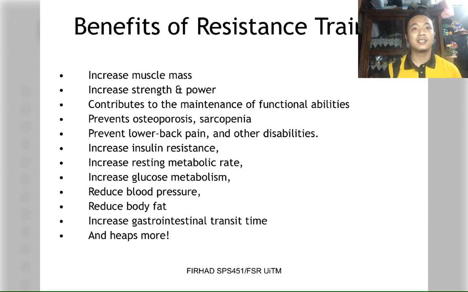And next one is increase resting metabolic rate, which is increase your metabolism. Next is increase glucose metabolism. Next is reduce blood pressure. Next, reduce body fat. And the last one is increase gastrointestinal transit time. Gastrointestinal transit time means you will remove your waste product at a faster rate. That is increase gastrointestinal transit time. It becomes more efficient. You remove your waste product and keep less.